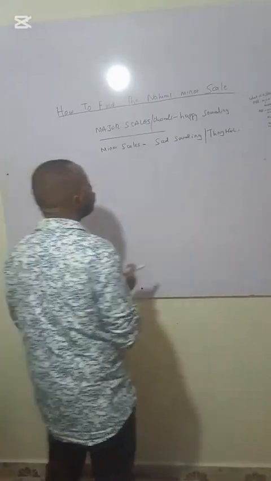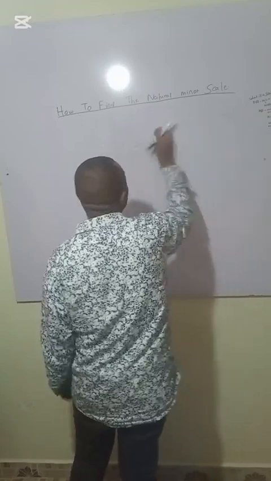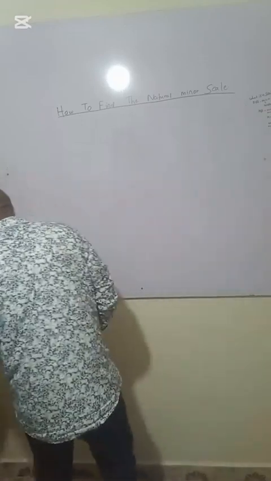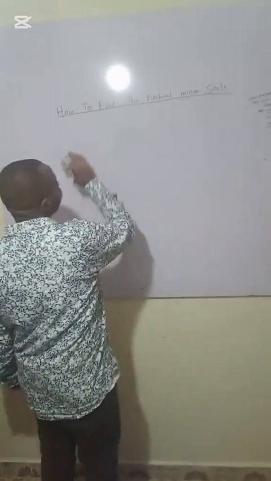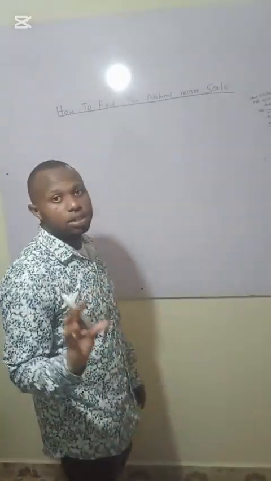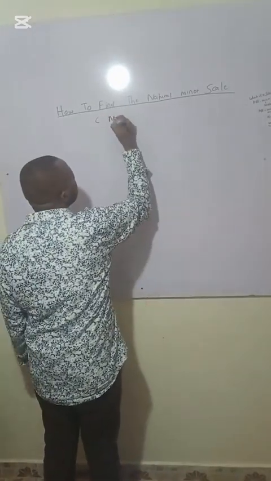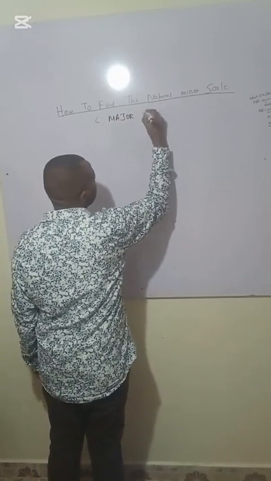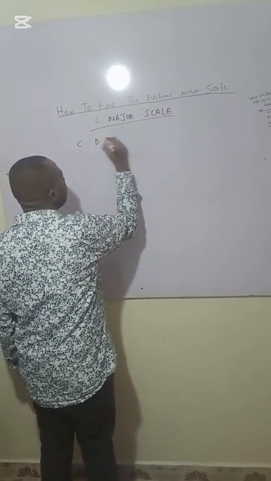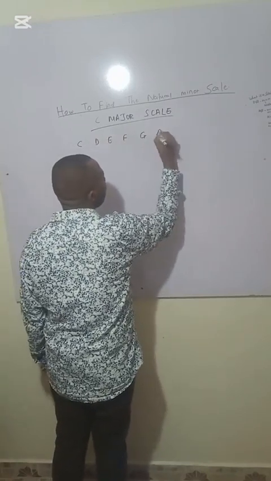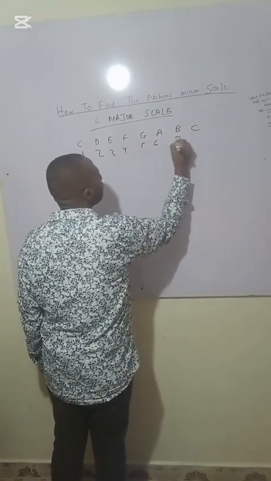Then for our final question, which I've actually already answered when we were explaining the difference between a natural minor scale and a melodic minor scale, is how do we find the natural minor scale? Let me just repeat. To our question, first I've said let's reference a major scale, for example, C major scale. For the C major scale, I've said it's C, D, E, F, G, A, B, C. 1, 2, 3, 4, 5, 6, 7, 8.